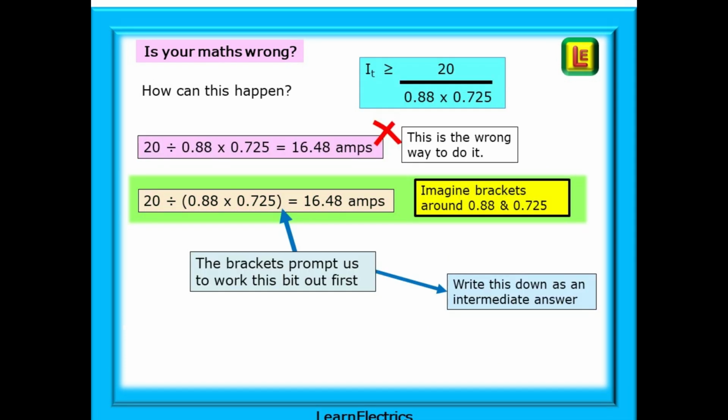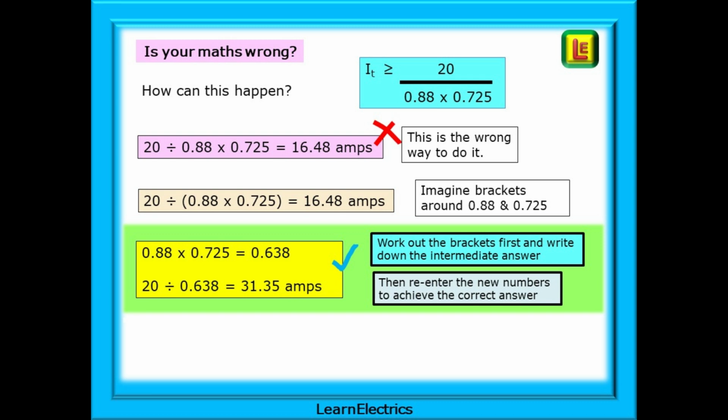We should imagine brackets around the two bottom numbers, and we work out the brackets first. 0.88 multiplied by 0.725 is 0.638. Now we can complete the calculation. So now we have 20 divided by 0.638 and no chance of getting ourselves confused. Our answer then, IT, is 31.35 amps, and this is correct.